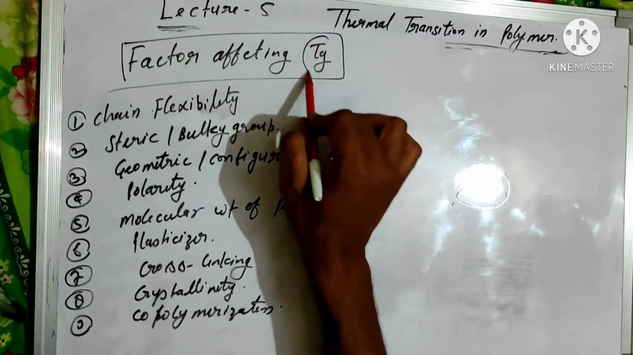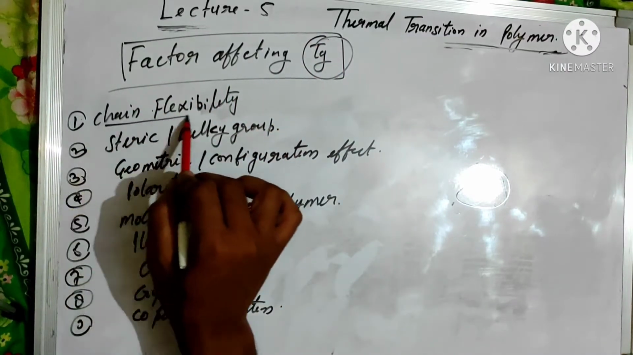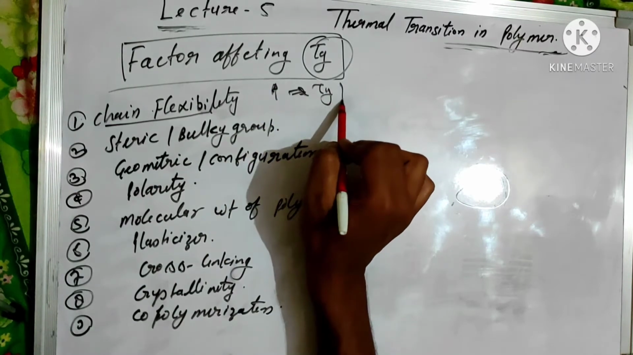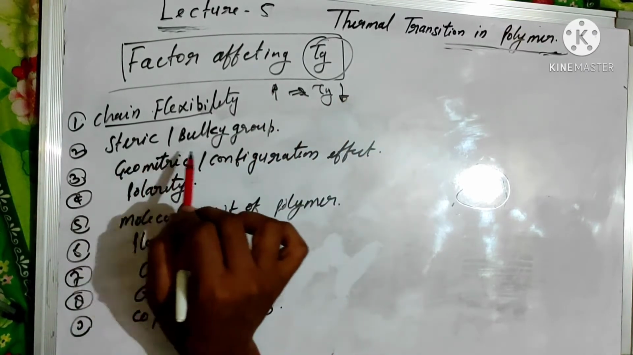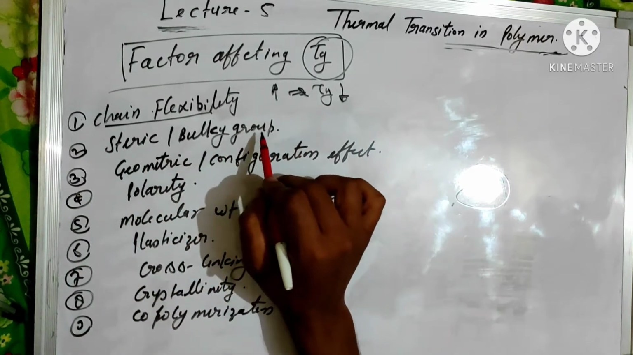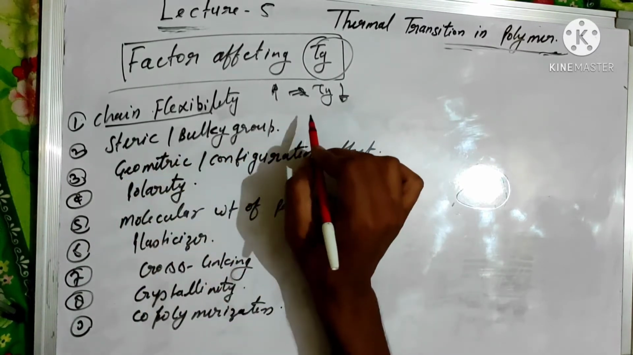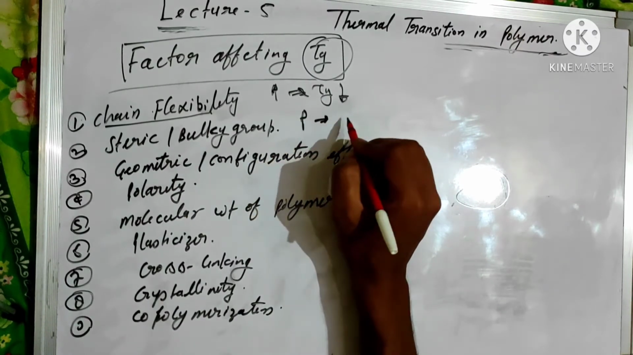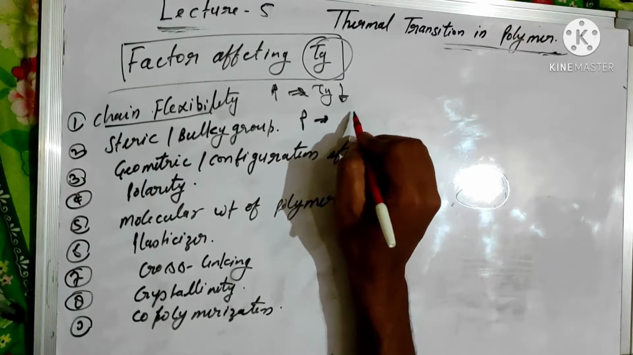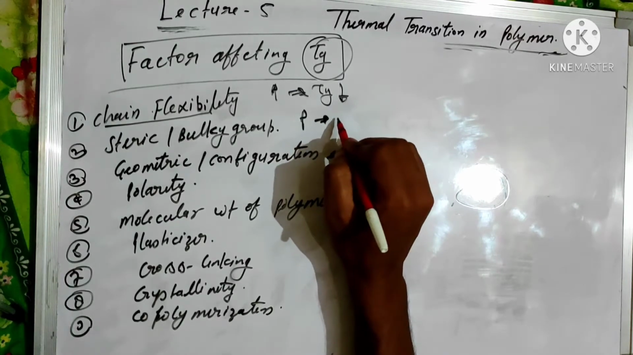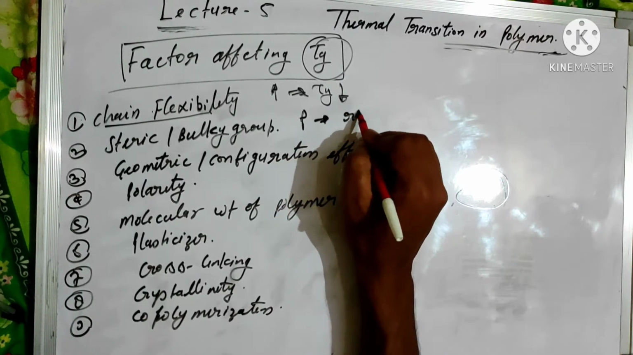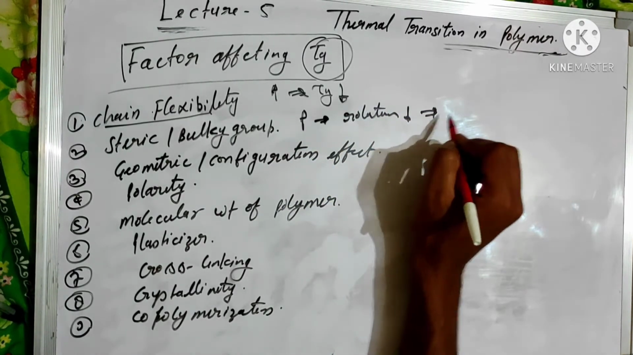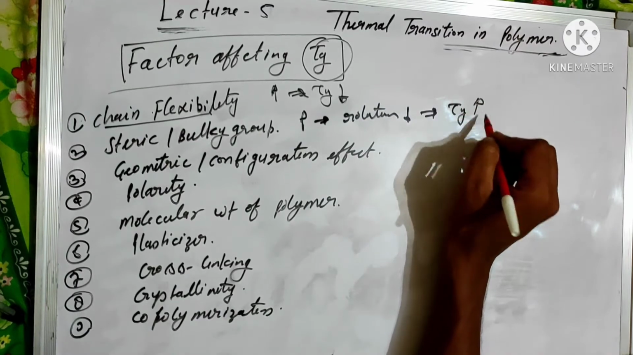Affecting glass transition temperature Tg. First is the chain flexibility. In increasing the chain flexibility, glass transition temperature will be reduced. Steric or bulky group. In increasing the steric or bulky group, the rotation and chain flexibility of the polymer is reduced. Rotation reduced, that's why their glass transition temperature increases.